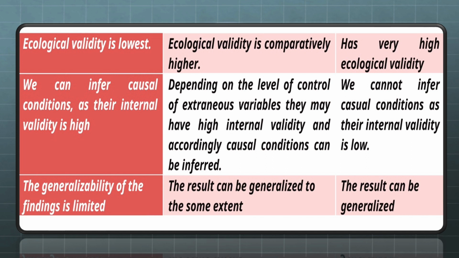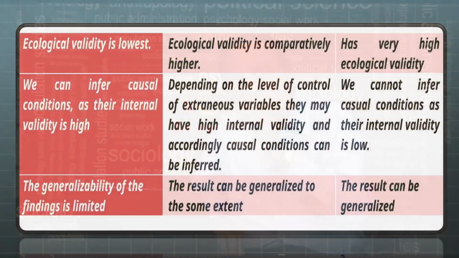But as far as field studies are concerned, we cannot infer causal conditions as their internal validity is low. Neither are we able to control the extraneous variable, nor are we able to manipulate the independent variable. So, that means internal validity is very low. When the internal validity is very low, we can't say that it is the cause, because in the open field, the natural setting, I don't know what other factors may be causing the behavior of the people, the sample whom you are studying. So, in field studies, cause-effect relations cannot be inferred or studied.